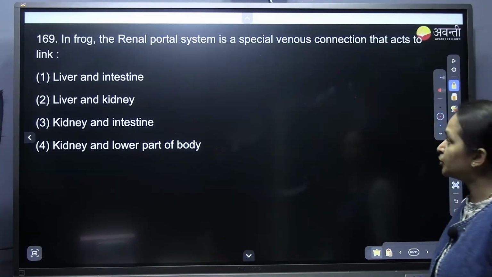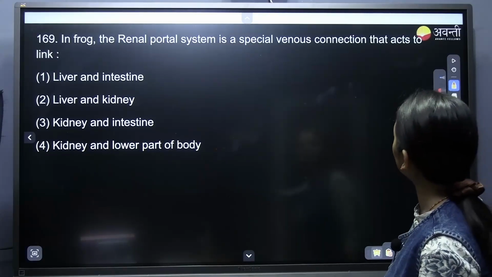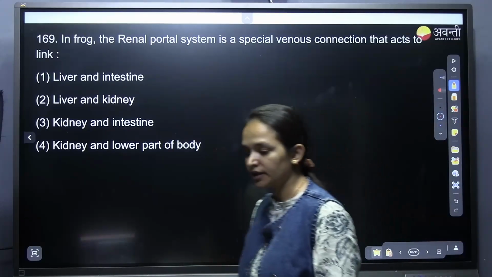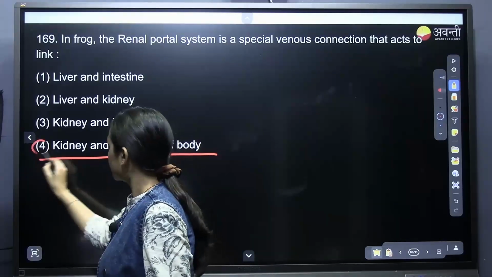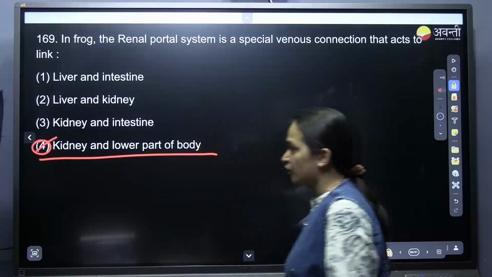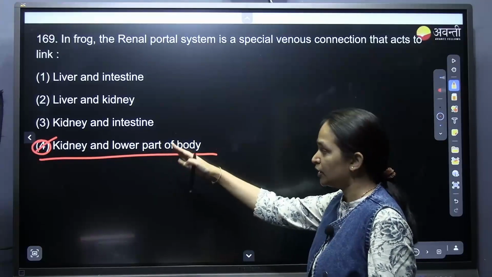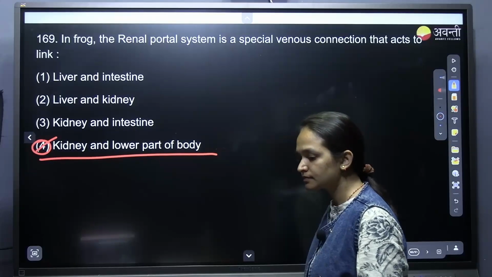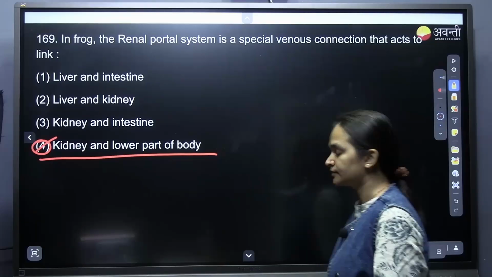In frog, the renal portal system is a special venous connection that acts to link what? Kidney and the lower part of the body. Whatever blood is there in the lower part of the body, it directly goes to the kidney for filtration before it enters the general circulation. Yes?